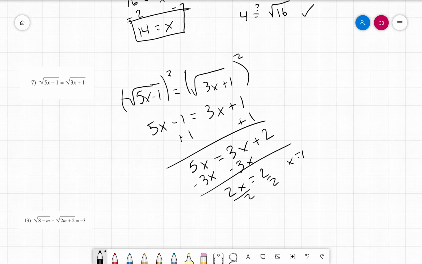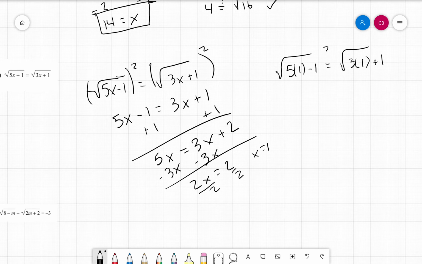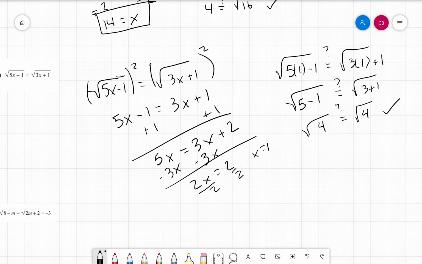X is 1, so if we do that, we'll check the answer. The square root of 5 times 1 minus 1 is equal to the square root of 3 times 1 plus 1? We put a question mark because we're unsure. This is going to be the square root of 5 minus 1 is equal to the square root of 3 plus 1, which is the square root of 4 is equal to the square root of 4, which we know is true. Therefore, x is equal to 1 is the solution that works. It is not extraneous, and so we can actually say, hey, this one works.